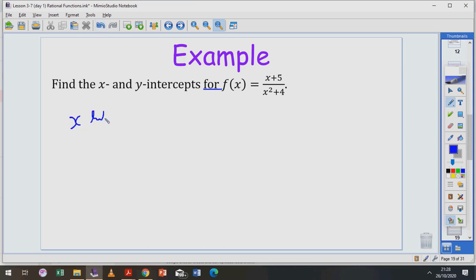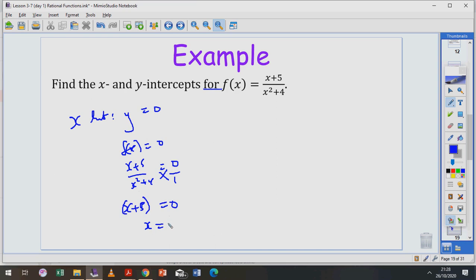in all graphs, at the x-intercept, the y value is equal to 0. So I find the x-intercept by setting f of x, the whole f of x, equals 0. So x plus 5 divided by x squared plus 4, if I set that equal to 0 and cross multiply, I hope you can see that x plus 5 times 1 will be equal to 0 times x squared plus 4, which is still 0. So the x-intercept is just x equals -5.